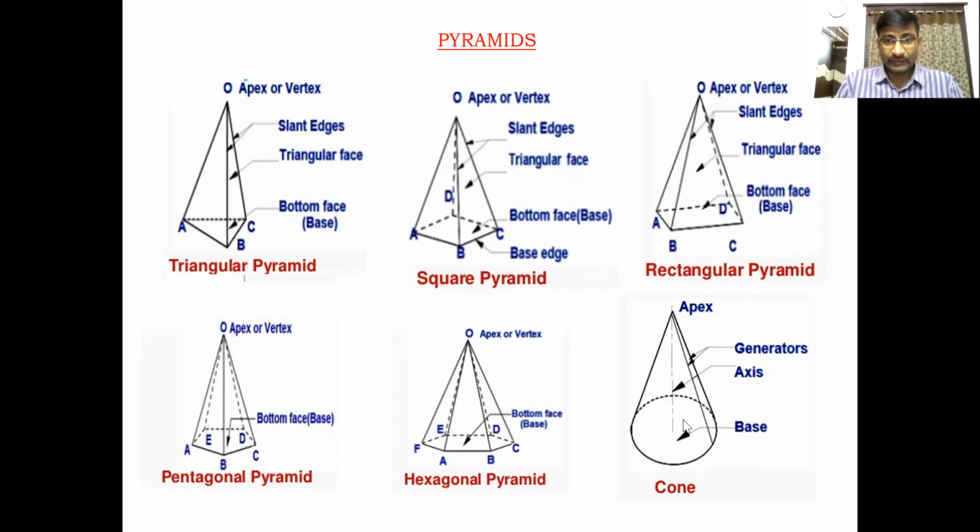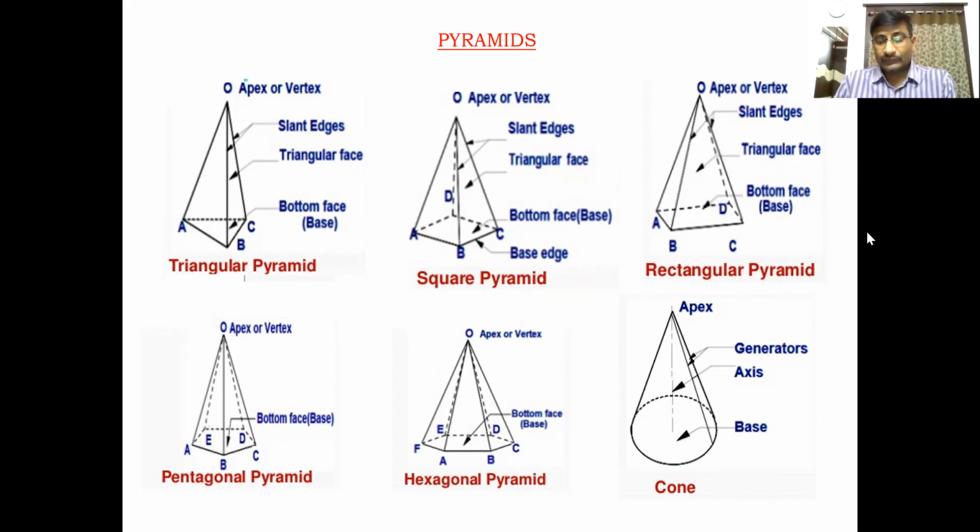The base is a circular shape, and the apex connects with the generators, which do not form any triangular faces. The cone is a round surface, and these lines are called generators here, not slant edges. The cone has a base, an axis, and an apex. Clear? These are the pyramids.